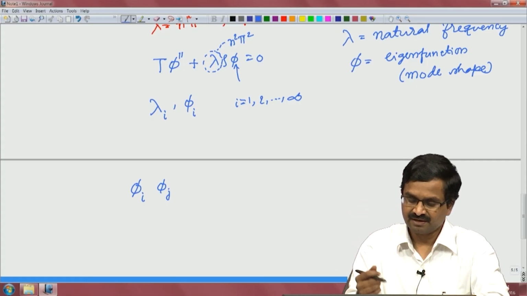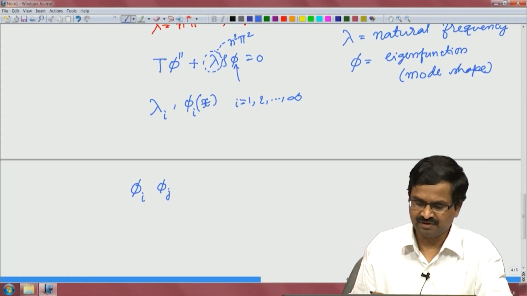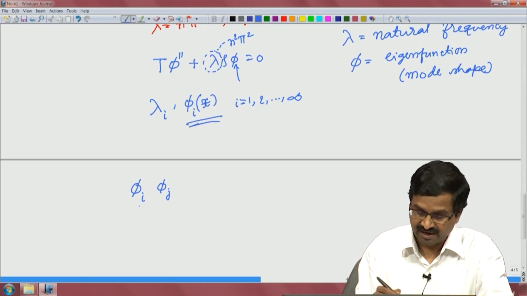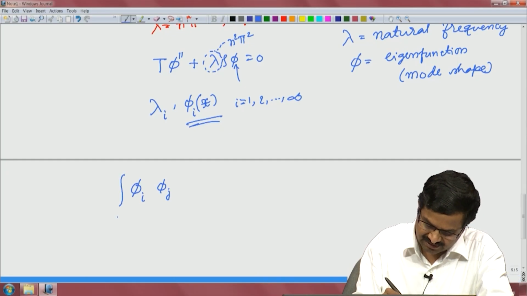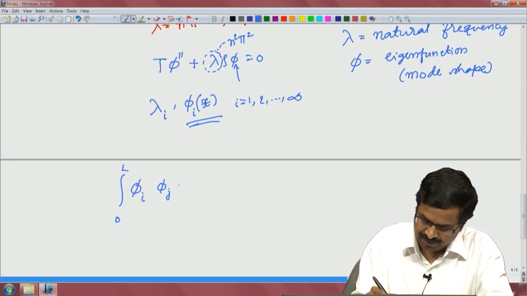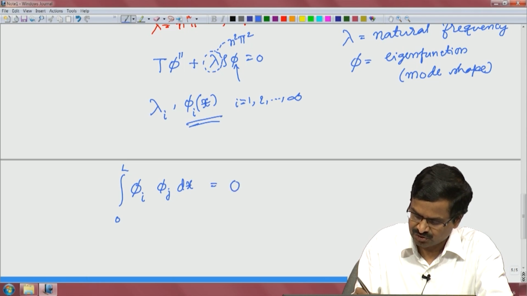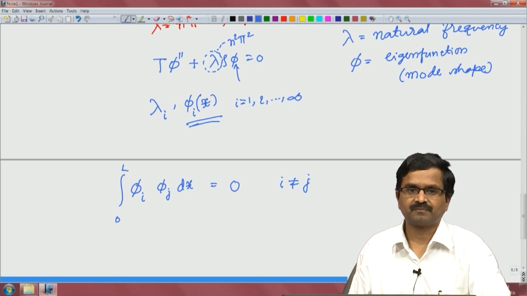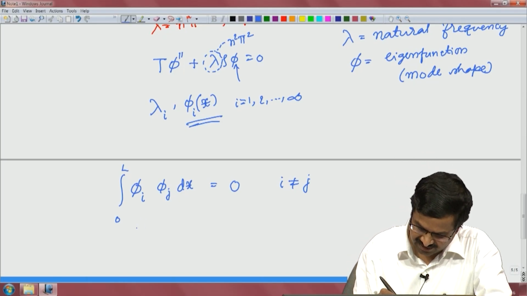What does that mean? Here these phi i's are functions of x. Phi i, phi j that we have, they are functions of x. When I take two functions phi i, phi j, two eigenfunctions, I would say that they are perpendicular to each other if this product is 0 for i not equal to j. If i equal to j, then I can have a normalization as we call it.